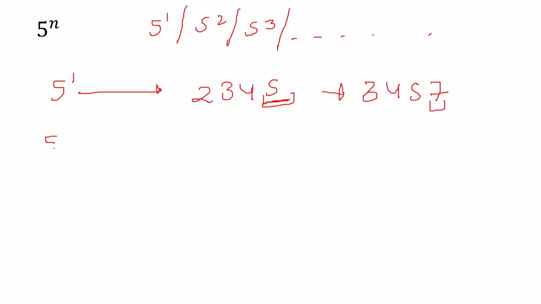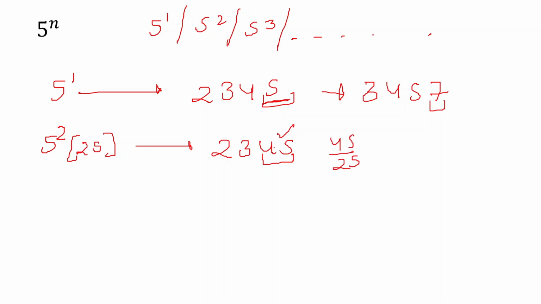So what will be the rule of 5 to the power 2, meaning 25? The rule of 25 is that if the last two digits are divisible by 25, the number will be divisible by 25, else the number will not be divisible by 25. Let's take this number. Here you can see the last two digits, 45, are not divisible by 25, that's why this number is not divisible by 25. I hope this got clear.